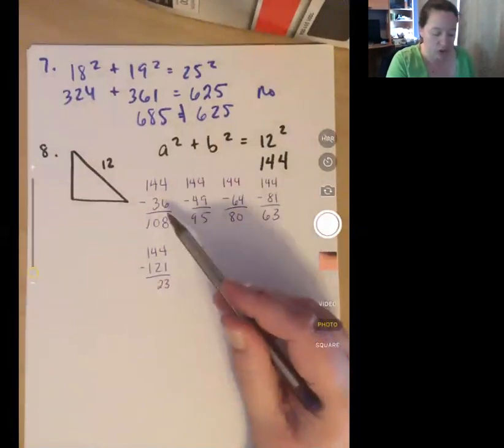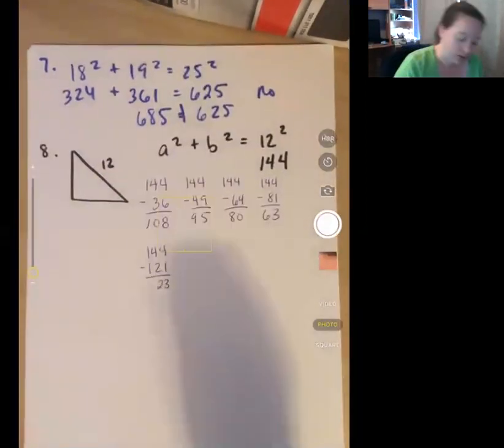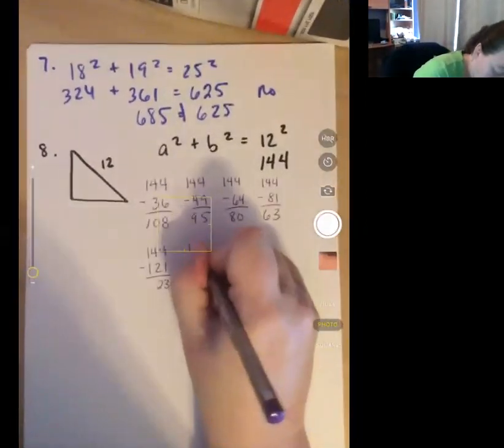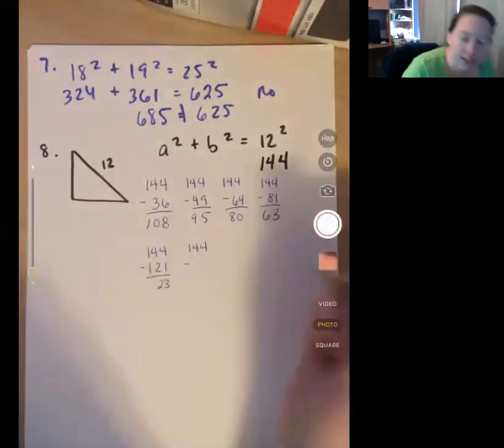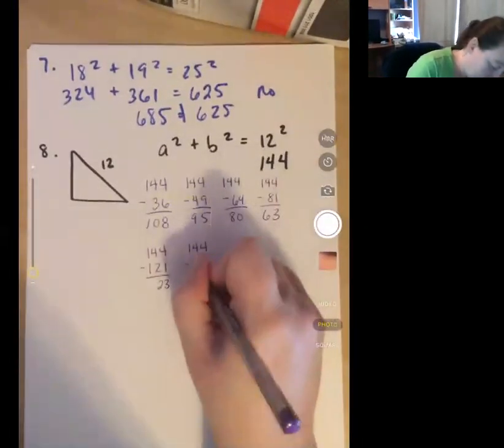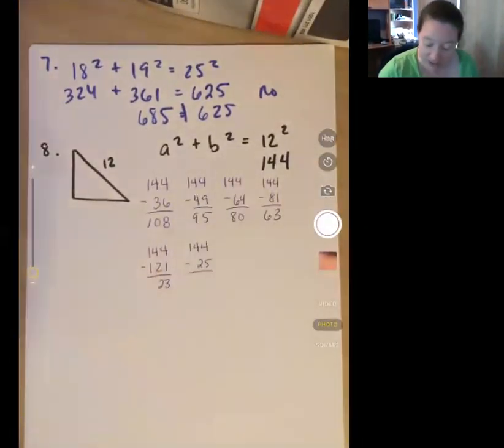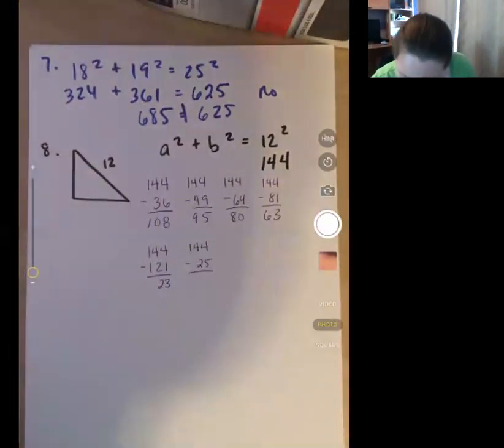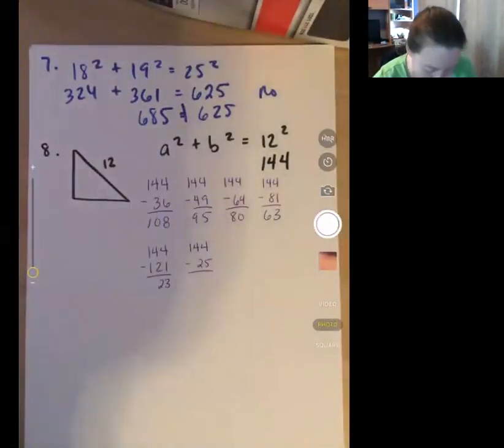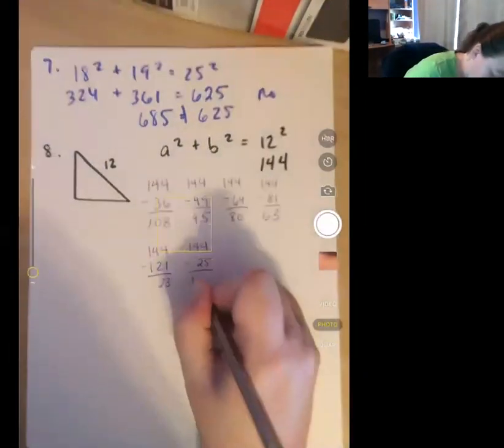So I guess we should try out the rest of them going down. 5 squared, 144 minus 5 times 5, which is 25. I'm beginning to think that's absolutely not going to work, and we're just going to be stuck here. Minus 25 is 119.